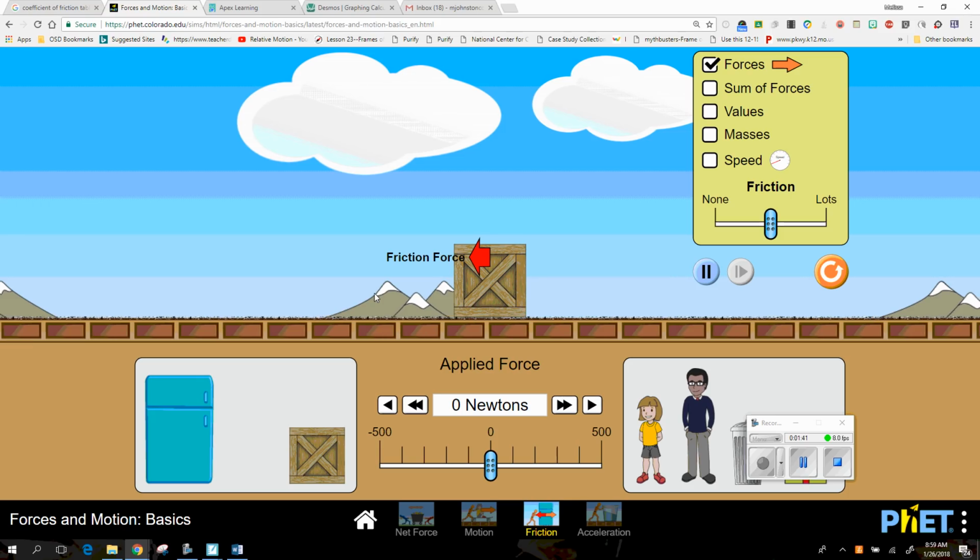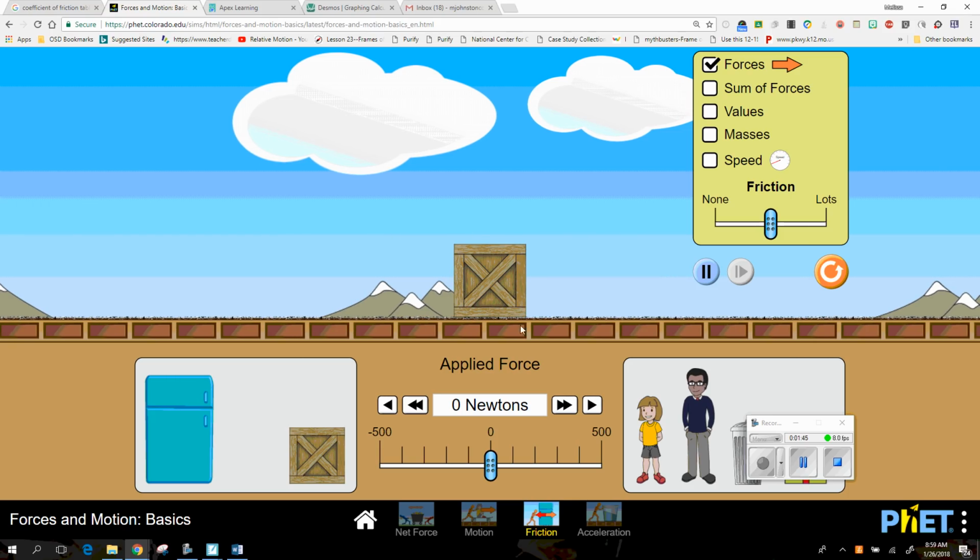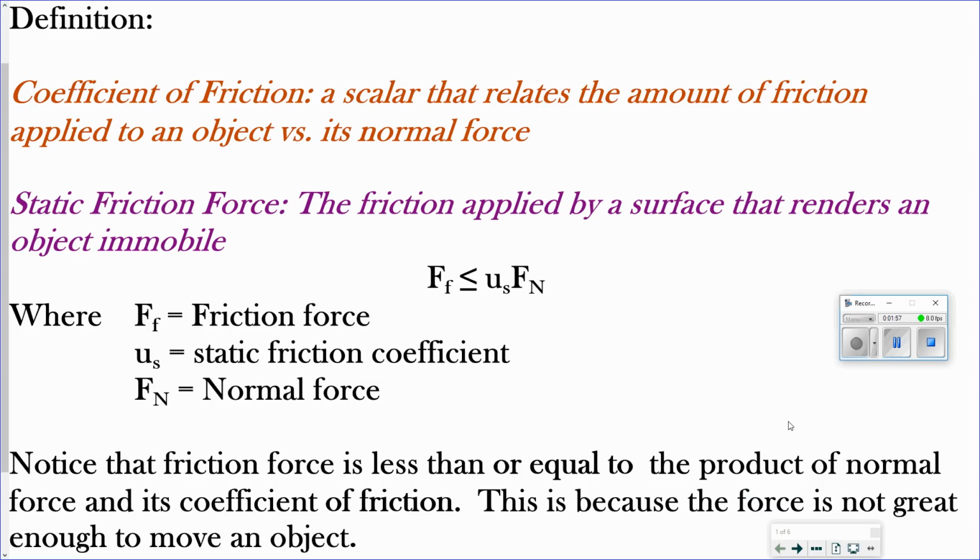The amount of friction force applied to that object depends on the object's mass. And to figure out how we use that object's mass to get the frictional force, we use what we call a coefficient of friction. So the definition of coefficient of friction is a scalar quantity, meaning it has no units, that relates the amount of friction applied to an object versus its normal force.